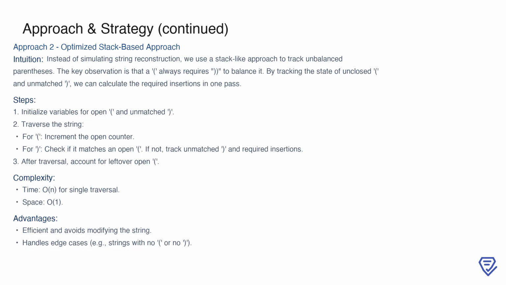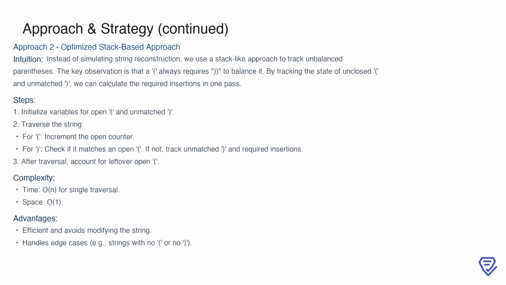Instead of modifying the string directly, we can use a more structured approach with a stack-like mechanism to track unbalanced parentheses. The key idea here is recognizing that each ( must eventually pair with ). By tracking the state of unclosed ( and unmatched ), we can calculate the required insertions in a single pass.